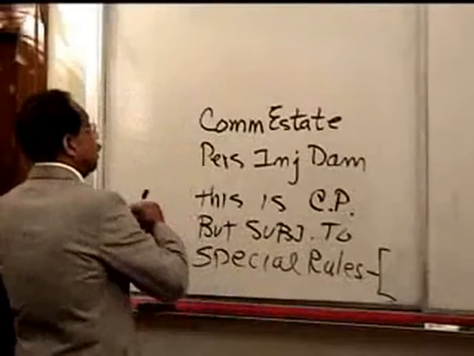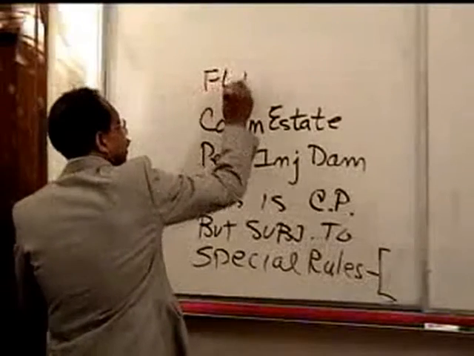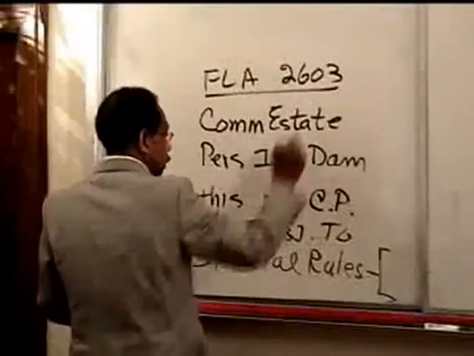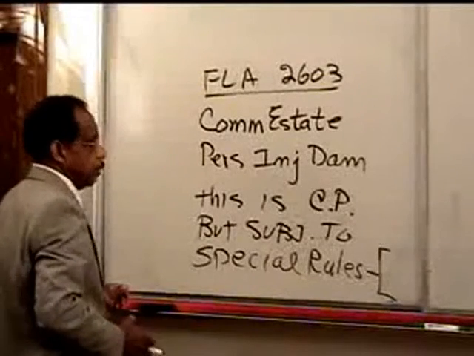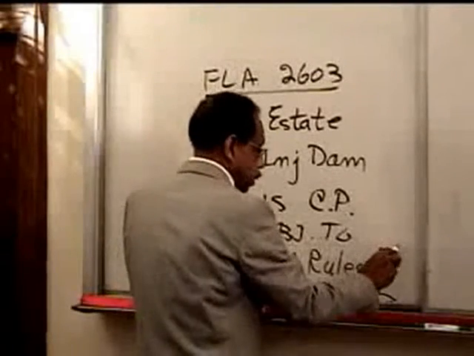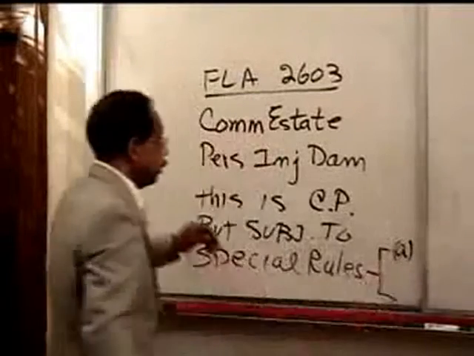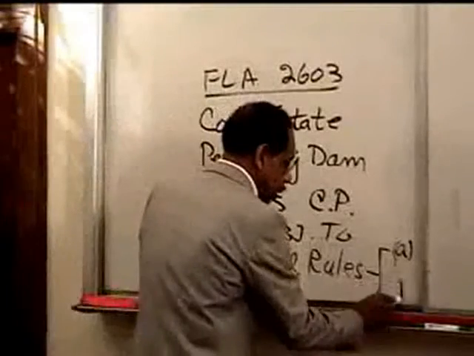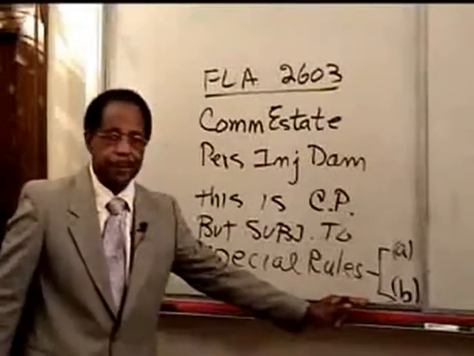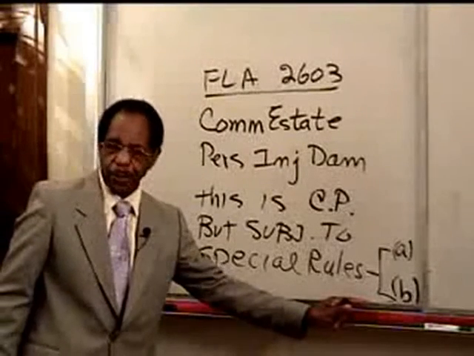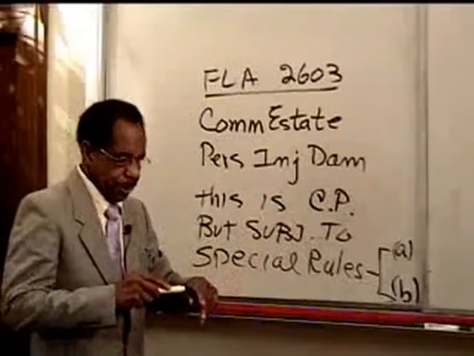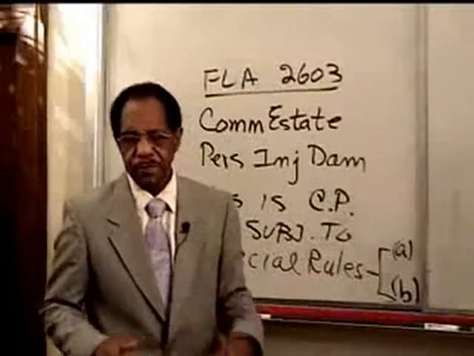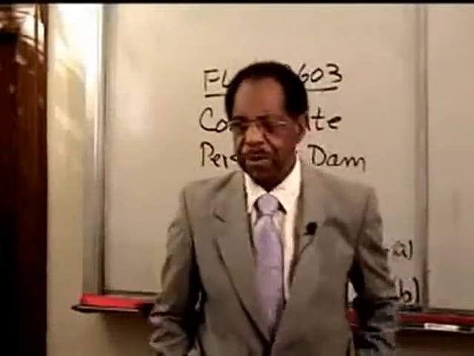This is Family Law Act, section 2603. Section A says this stuff is community property, but don't commingle it. And B tells you how to divide this, what to do with this kind of community property in case of dissolution. And the answer is what you do with this kind of property in case of dissolution is 2603B. Take a look at it sometime.